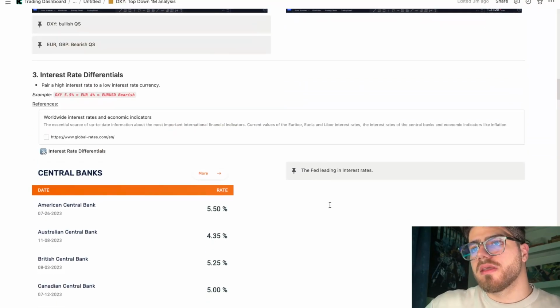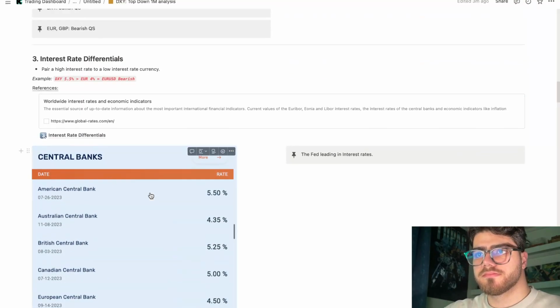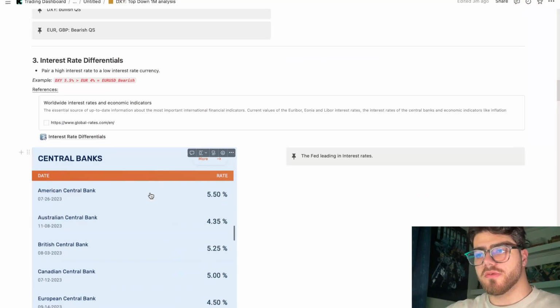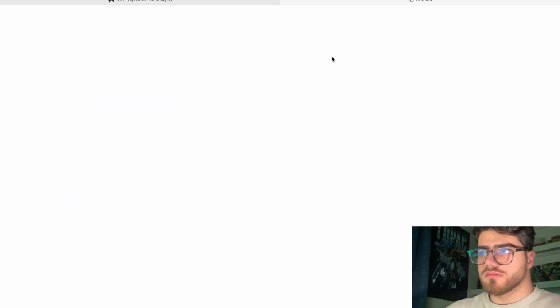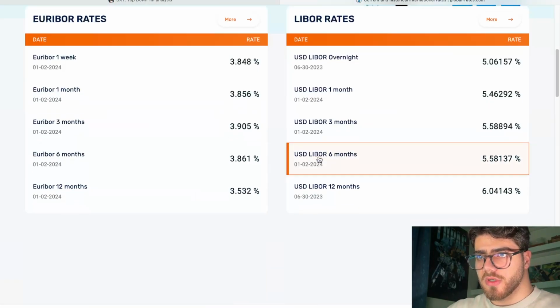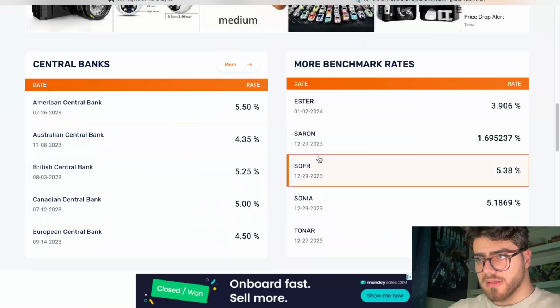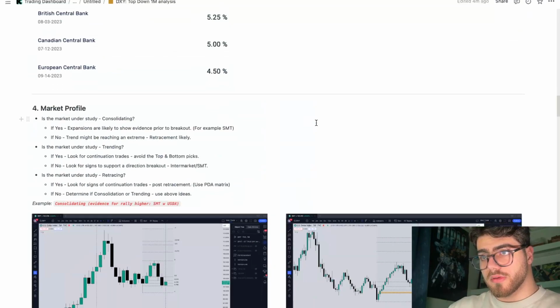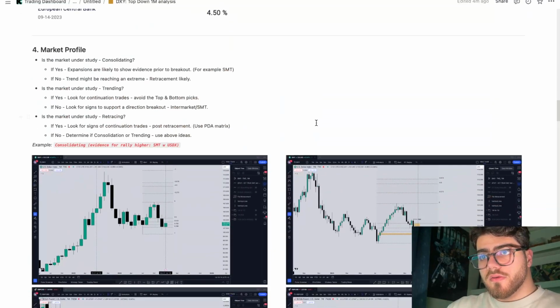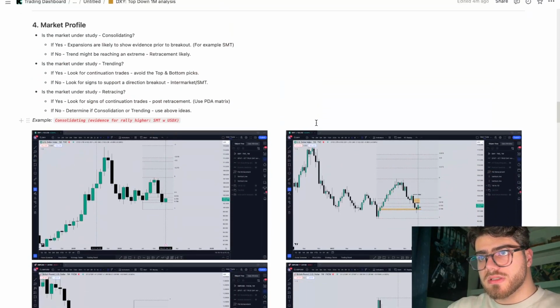The third thing that we look at is interest rate differentials. I go on to this website and look at the central bank interest rates. The leading interest rate is the dollar. So that is bullish for the dollar, bearish for everything else. Very nice.